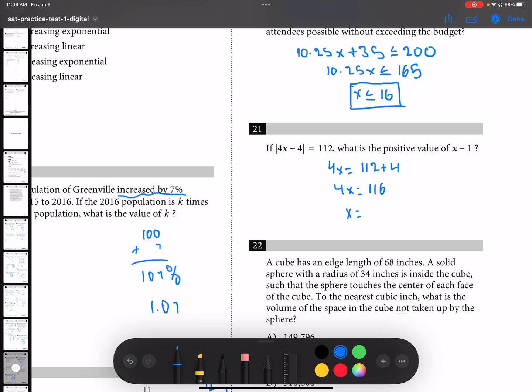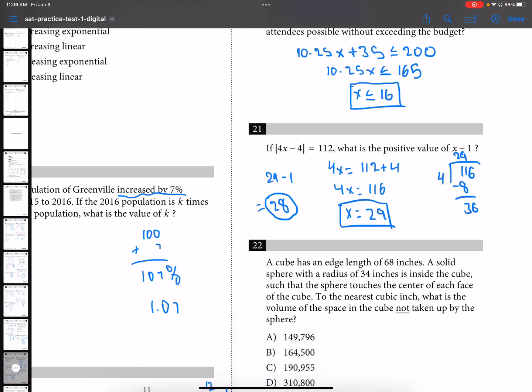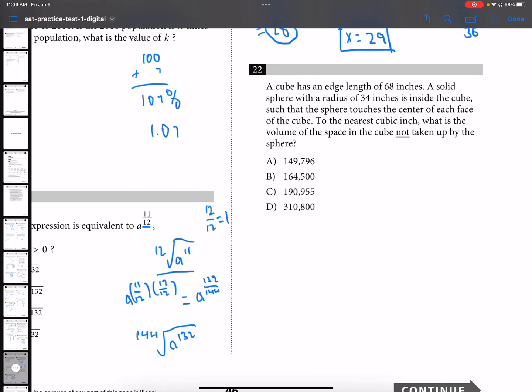That's like about, no, I think there's an exact answer for this. Yeah, that's 29. So our positive value would be 29, but because it asks for x minus 1, we're doing 29 minus 1, that'll be 28. So this is our answer, not 29. 28 is our answer.